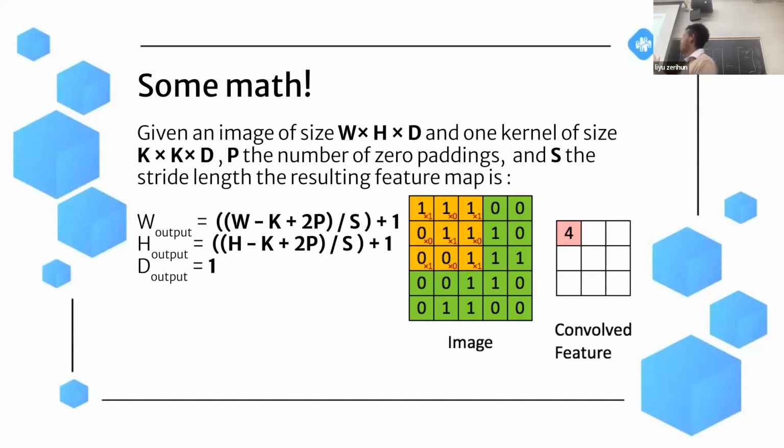But then you can have multiple kernels. You can have D number of kernels. You can have 64 kernels, 128 kernels, which is usually the case. And so you can have multiple output feature maps.